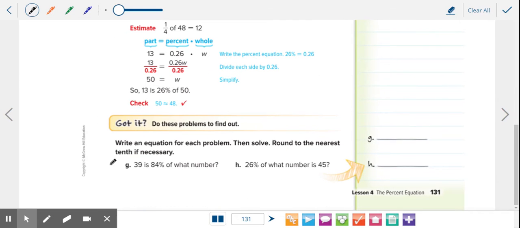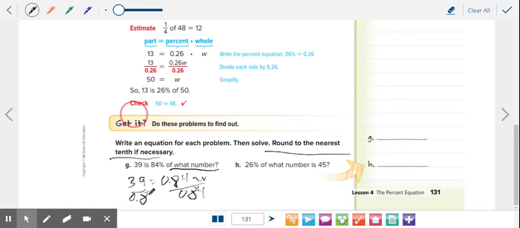All right, final type of problem. This is solving for the whole, out of what number? So we know the part. We know the percent. Don't forget to turn that to a decimal. This time we're going to divide by a decimal. And when you divide by a decimal, normally you get a weird answer, so you're going to have to round these answers. So 39 divided by 0.84 is 46.4 and a bunch of other decimals. So we're going to round it. The 2 means it rounds to 46.4. Tenths is the first decimal place.